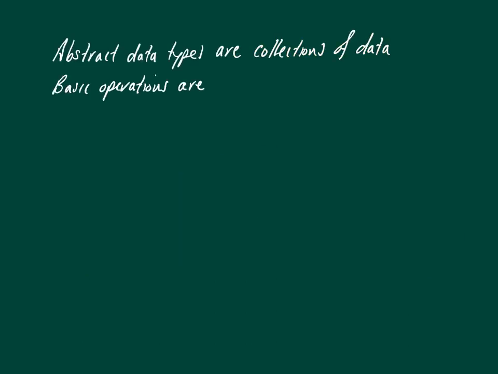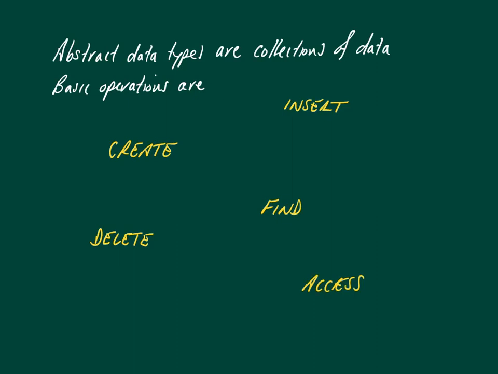So all abstract data types are collections of data, and each abstract data type has a set of basic operations. These operations are the ability to create a new instance of the data structure, to insert elements into the data structure, to delete elements out of the data structure, to find an element within the data structure, and to access all the elements in the data structure in a systematic manner. And this is true for all abstract data types.